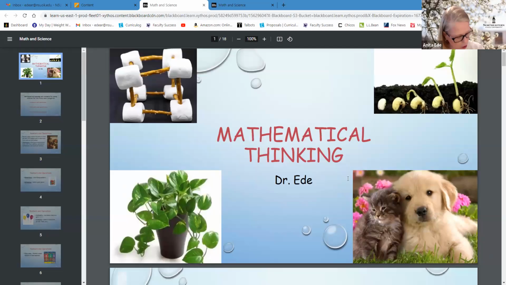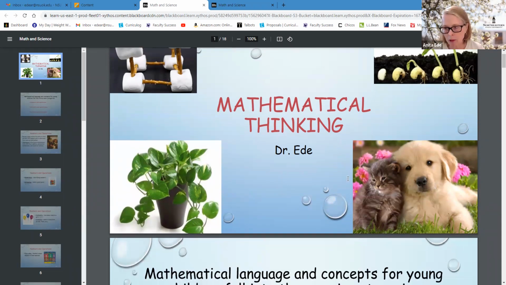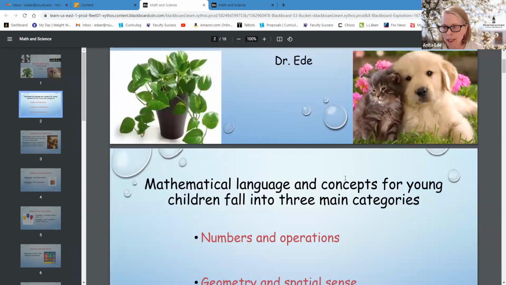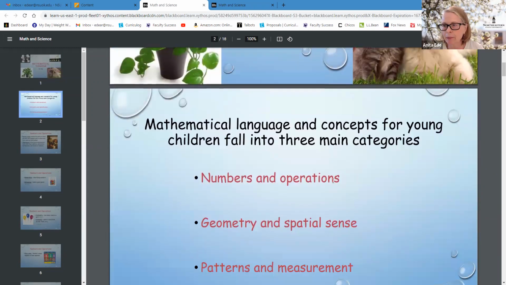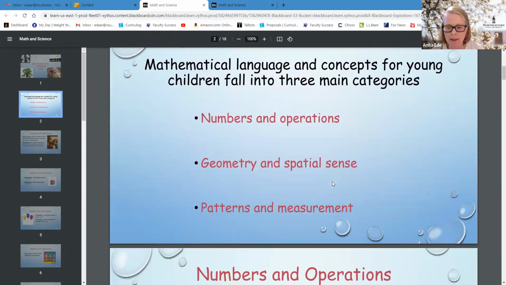This is a really important topic because I can assure you that math is a very strong subject on the early childhood OSAT, especially math terminology. So pay close attention, download the PowerPoint because it just gives you some great definitions and you need to know them.